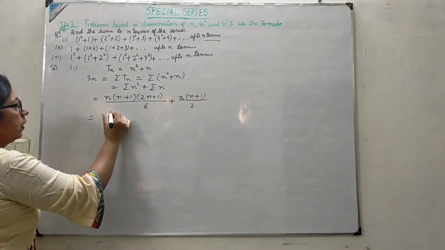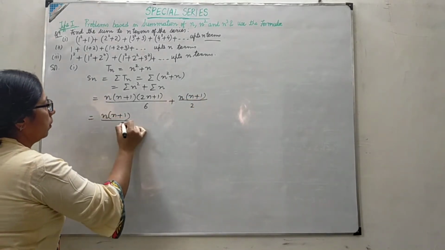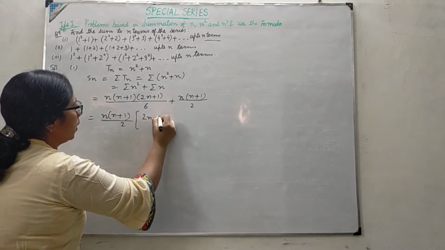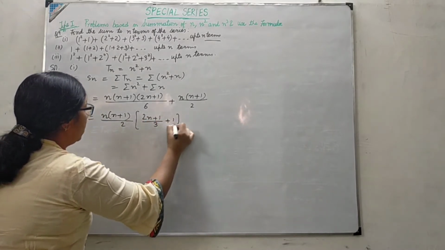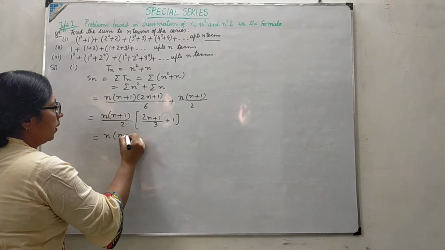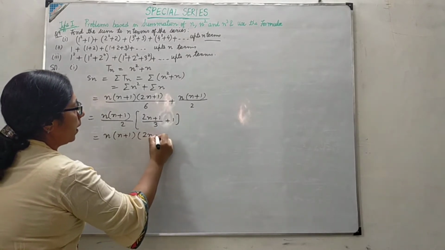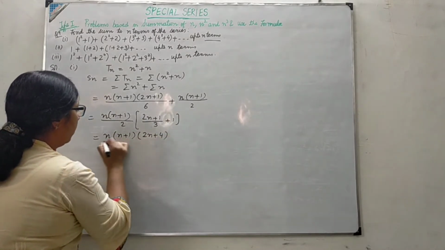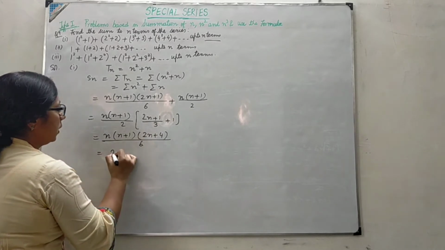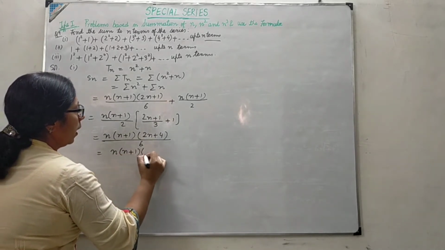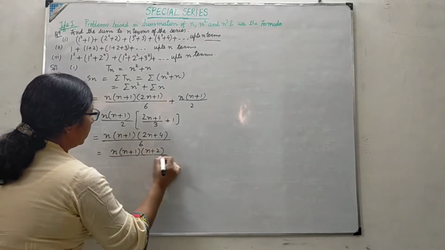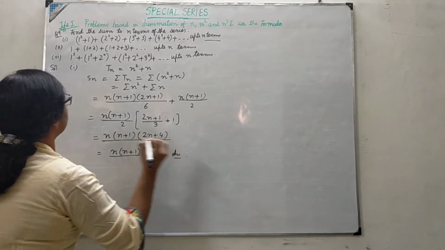So we are having again common some terms by 2. This is 2n plus 1 by 3 plus 1. So we are left with n into n plus 1 into 2n plus 3 plus 1, 4 by 6. This cancelled out and we are left with by 3. This is your answer for the first part.